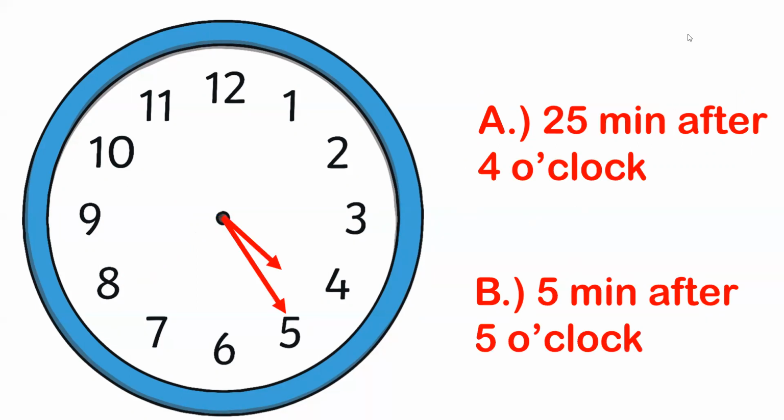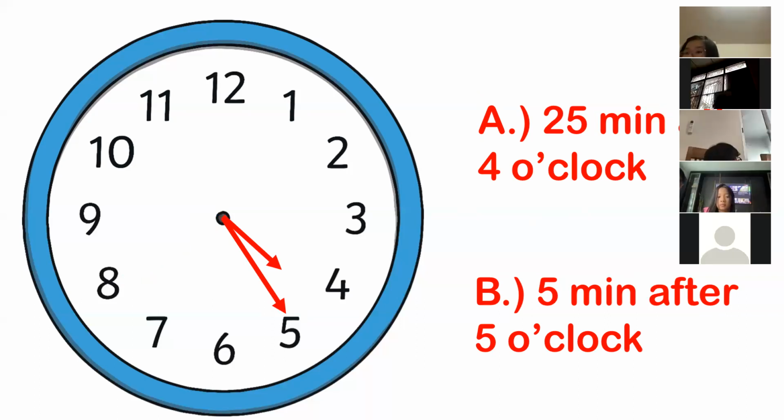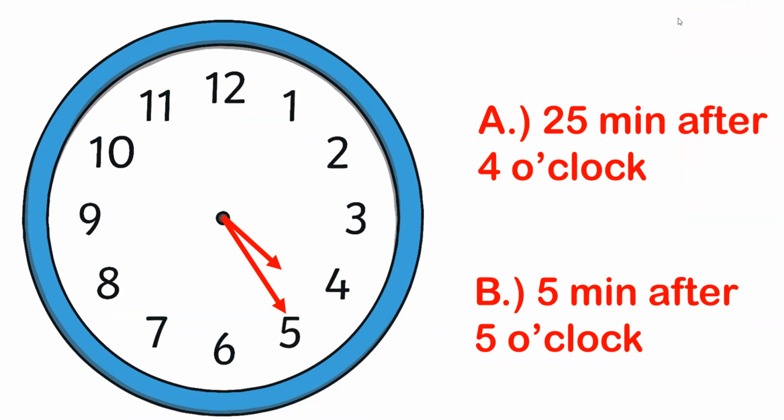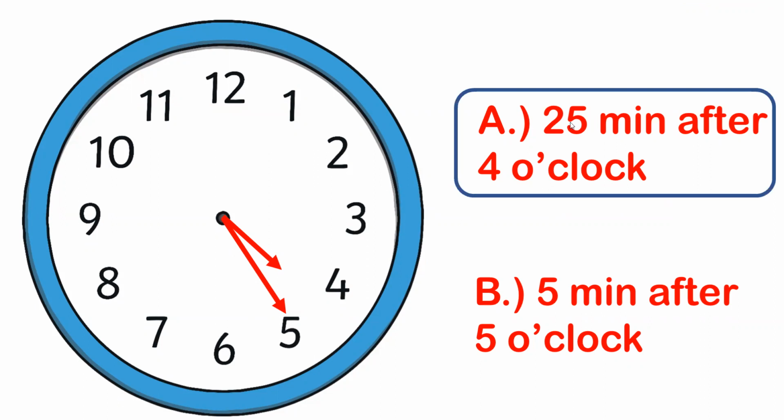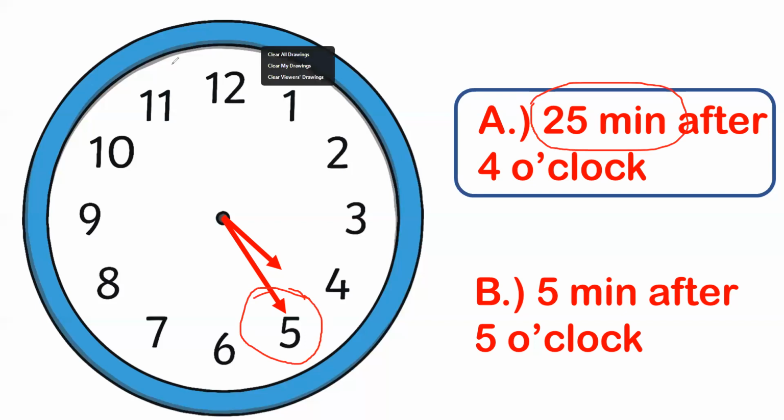Okay, I call on Prem. Hello, Prem. Which one is correct? A, 25 minutes after 4 o'clock, or B, 5 minutes after 5 o'clock? A. Okay, so it's letter A, 25 minutes. When you look at the long hand, it's pointing to 5, which is 25 minutes. Next.